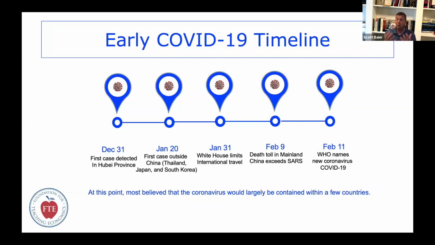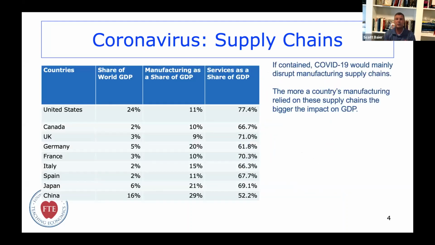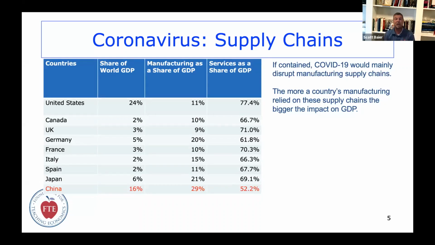But at this point, it was mostly believed that the coronavirus would largely be contained within just a few countries and have limited impact on overall economic performance. So again, why did we think that? Well, it was believed that COVID-19 was largely contained within Asia. In particular, we thought most likely it would be contained within China.